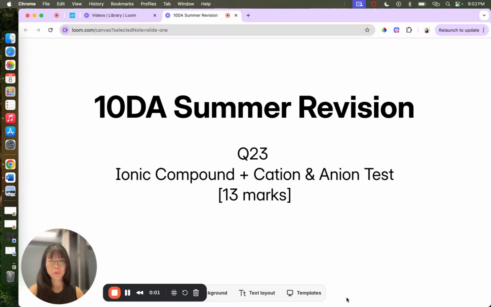Hi, we're looking at question 23 now. This is a slightly longer question, but it focuses on ionic compound, which is a year 9 topic, and cation and anion test, which is essentially under the branch of qualitative analysis. So let's dive into things. A slightly longer one today.